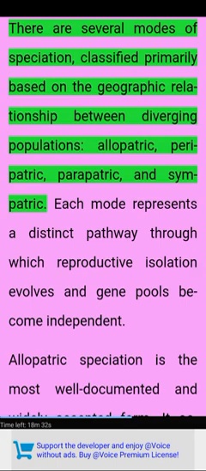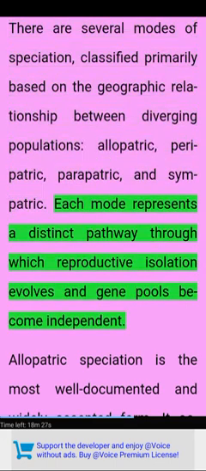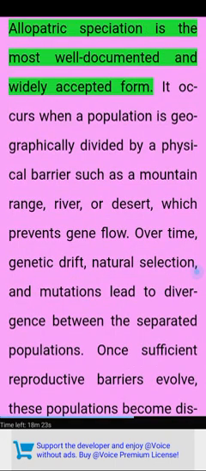There are several modes of speciation, classified primarily based on the geographic relationship between divergent populations: allopatric, parapatric, and sympatric. Each mode represents a distinct pathway through which reproductive isolation evolves and gene pools become independent. Allopatric speciation is the most well-documented and widely accepted form.